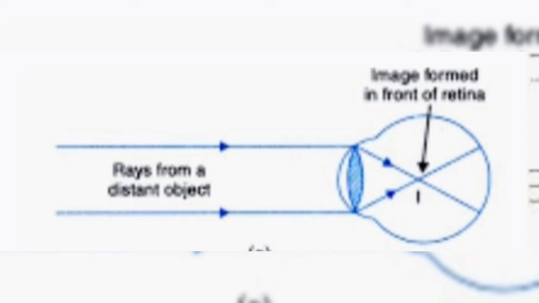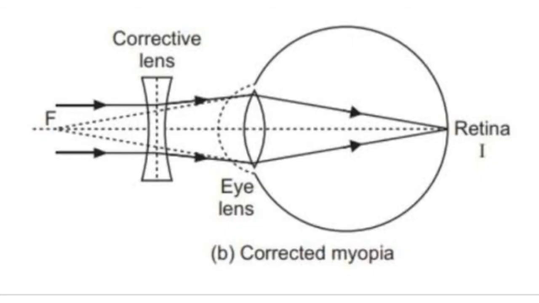The second point of a myopic eye is that the eyeball is too long, due to which the distance between the retina and the eye lens increases, and this is also a reason to form the image of a distant object in front of the retina.